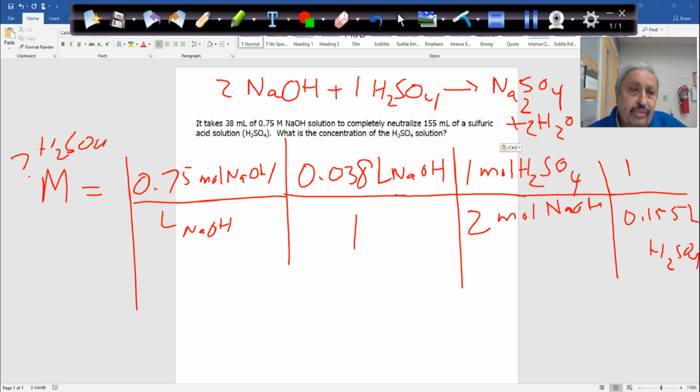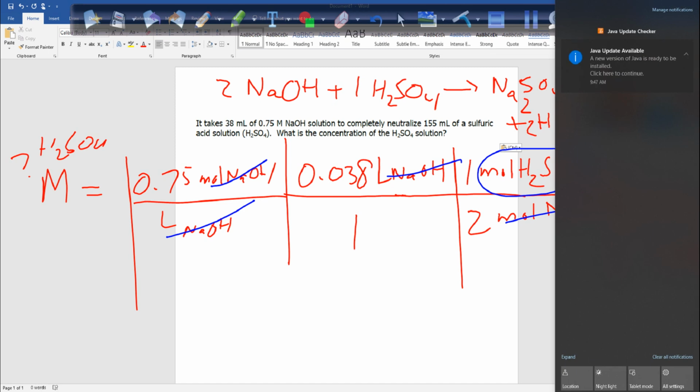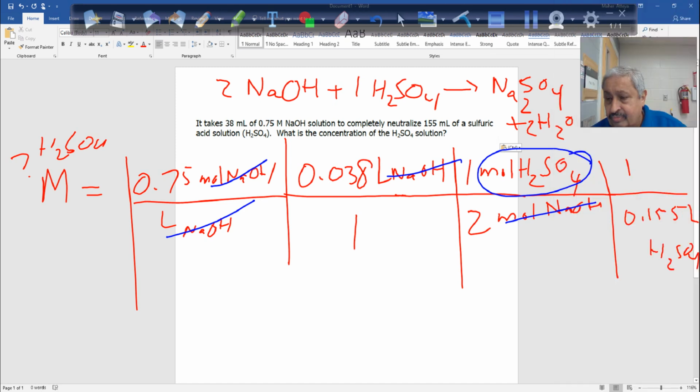Now, if I look at this, moles of sodium hydroxide cancel out. Liter sodium hydroxide cancels out. The only unit left is mole per liter.